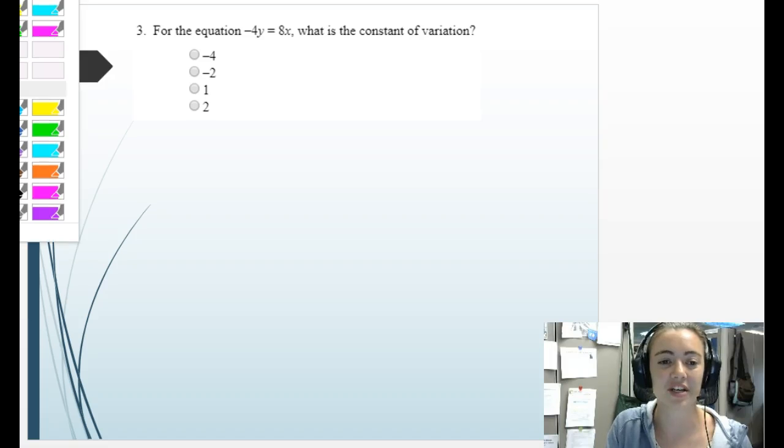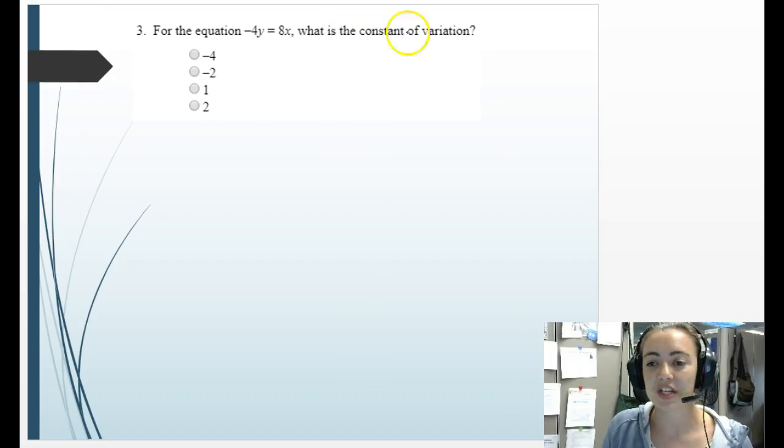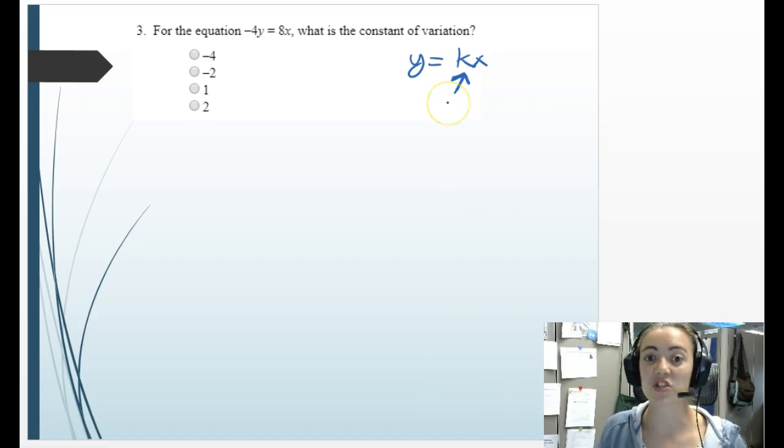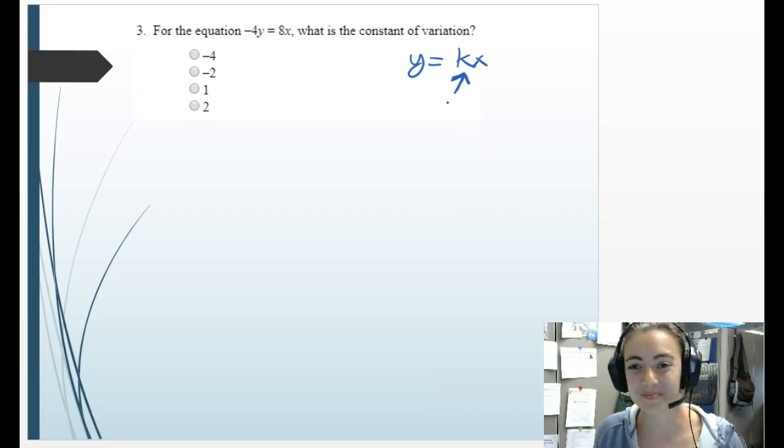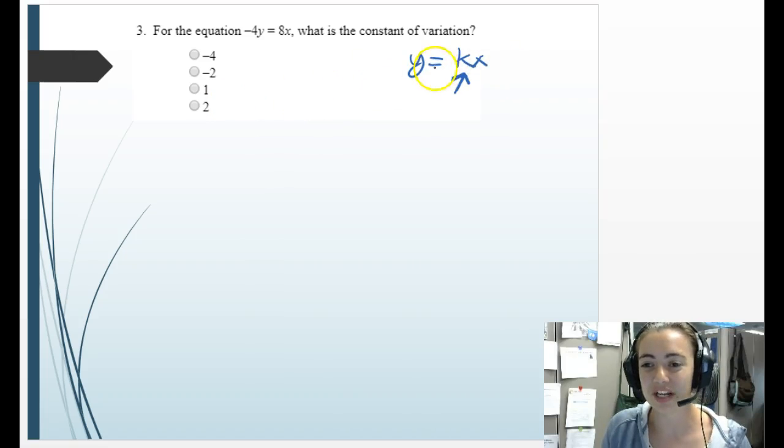The third question here asks you for the constant of variation. That is when you have an equation kind of like y is equal to kx. You're relating x and y. K is that constant of variation. It is also like the slope. It's the rate of change. So again, you want to put it in this format.